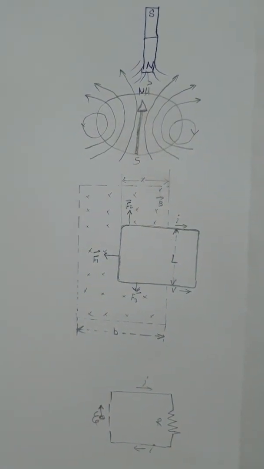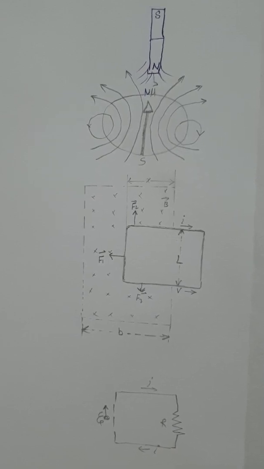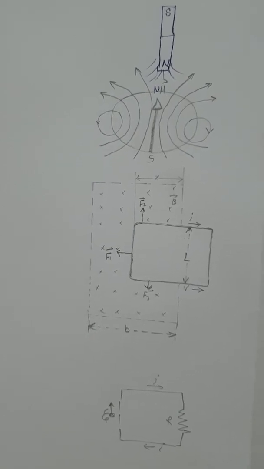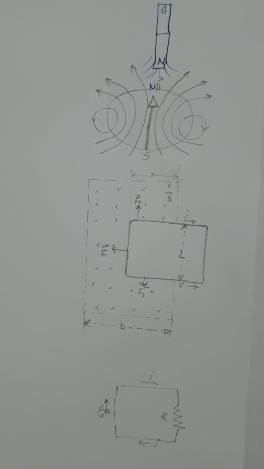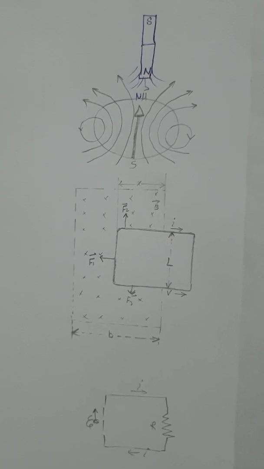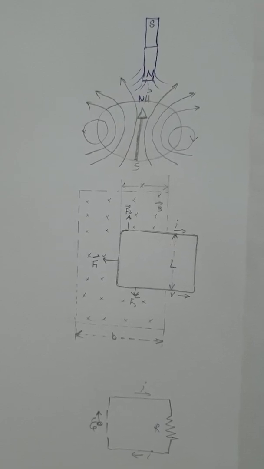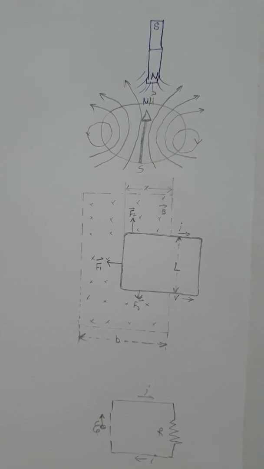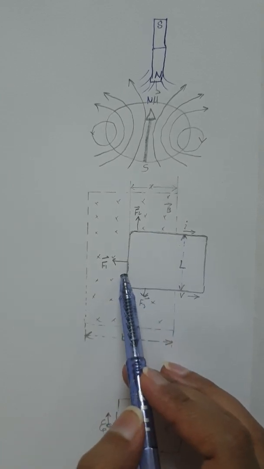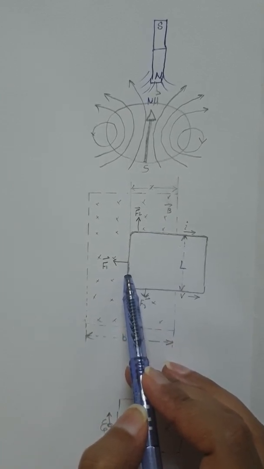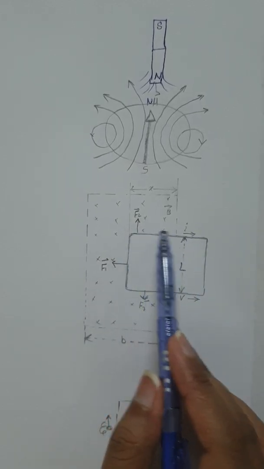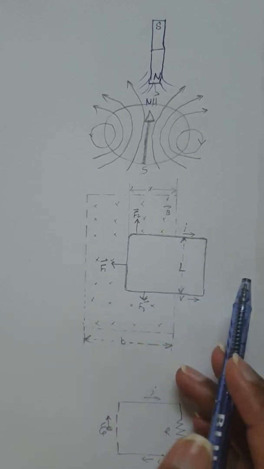So this is Lenz's law. Now we will discuss one more case where we will place a conductor in the magnetic field and see how EMF is induced in this conductor, or in this rectangular loop.